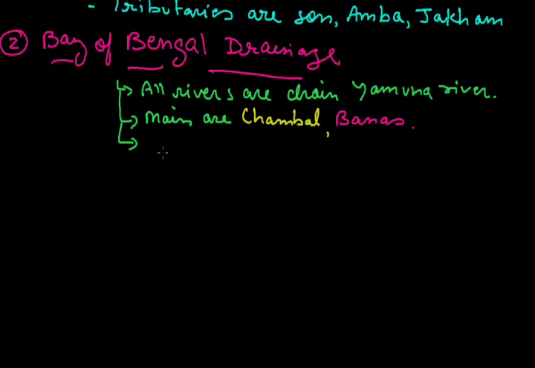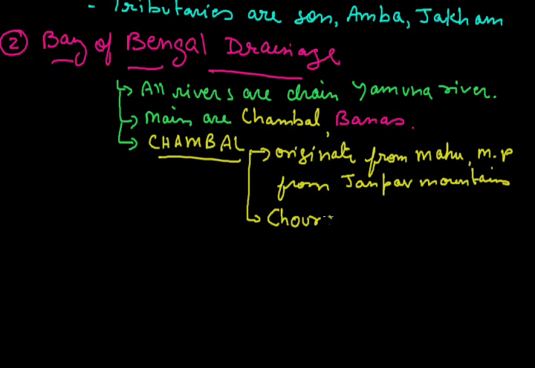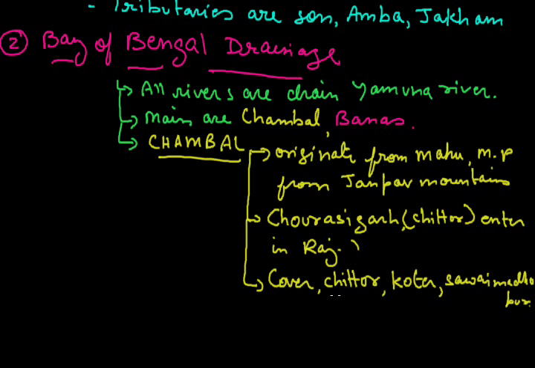and Banas. So first of all let us do Chambal. This river originates from Mhow in Madhya Pradesh, where the famous Janapao mountains are located. This river enters Rajasthan from Chaurasigarh in Chittorgarh district. It covers the Chittorgarh district, Kota district and Sawai Madhopur districts of Rajasthan, means it goes through these districts.